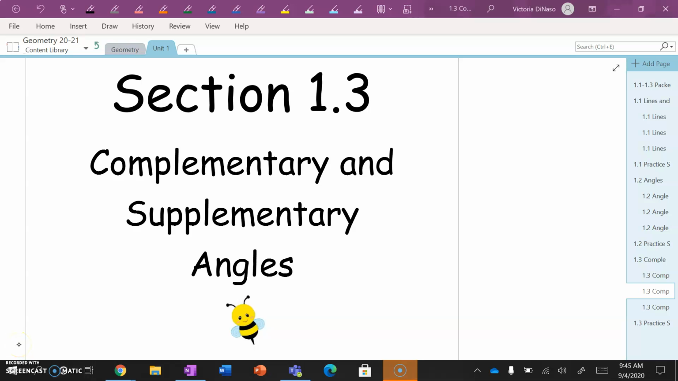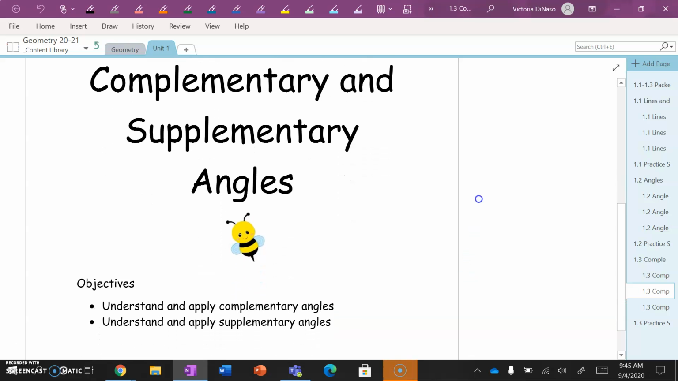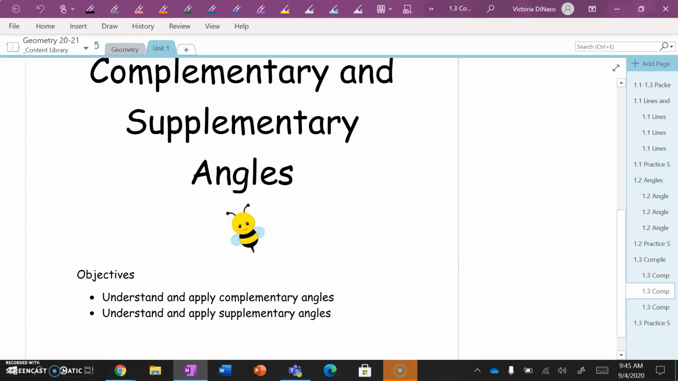As we begin section 1.3 on complementary and supplementary angles, in this video we're going to be understanding and applying complementary angles. In the following video, we're going to understand and apply supplementary angles.